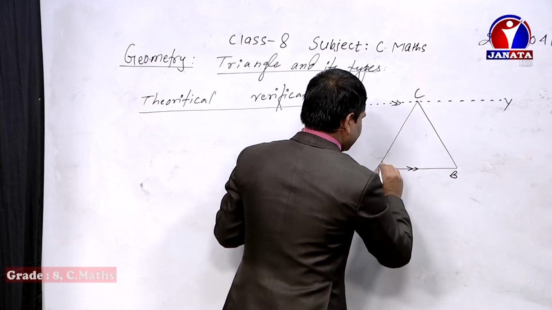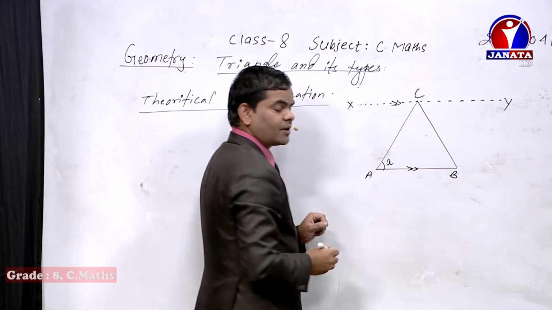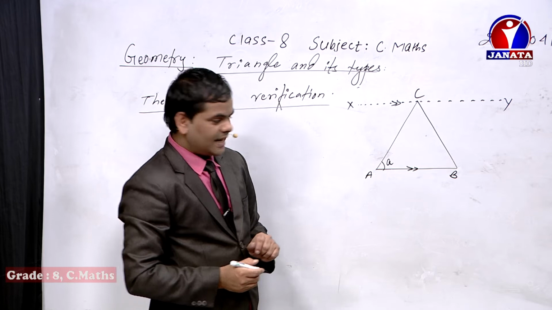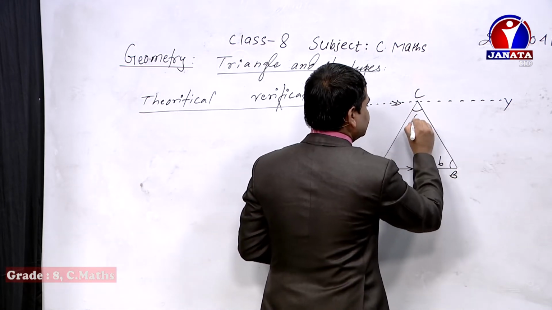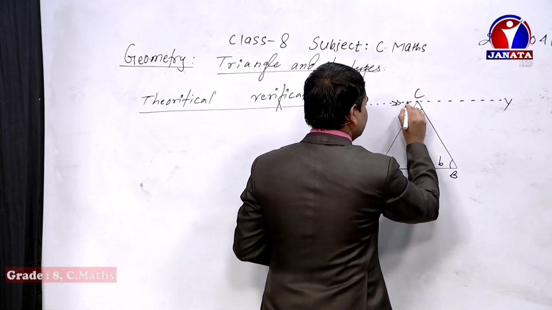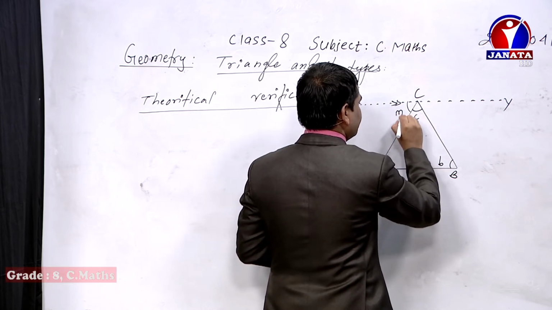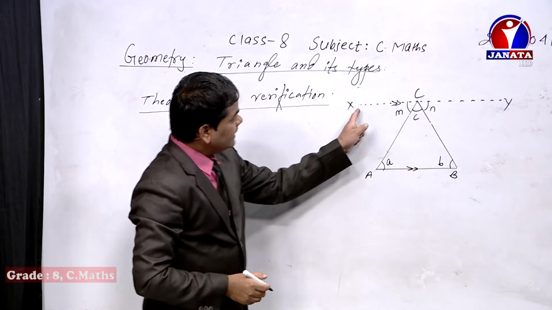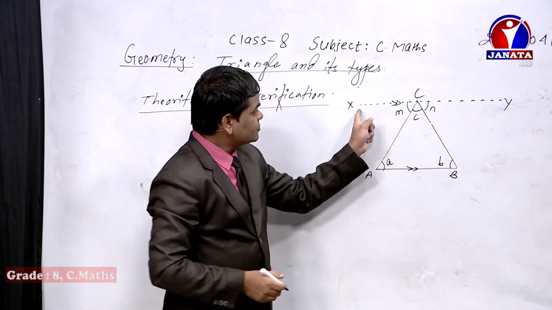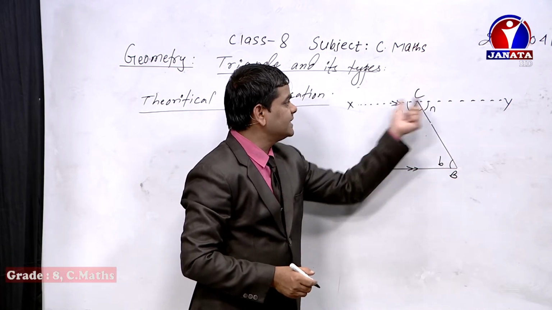Okay, at the time, dear student, look here. For example, I'm going to keep the measure of this angle as small a, the measure of this angle as small b, and the measure of this angle as small c. Okay, and let's keep this angle as m, and this angle as n. Okay, dear student, it is a straight line, isn't it? It is a straight line, XCY. XCY is a straight line.